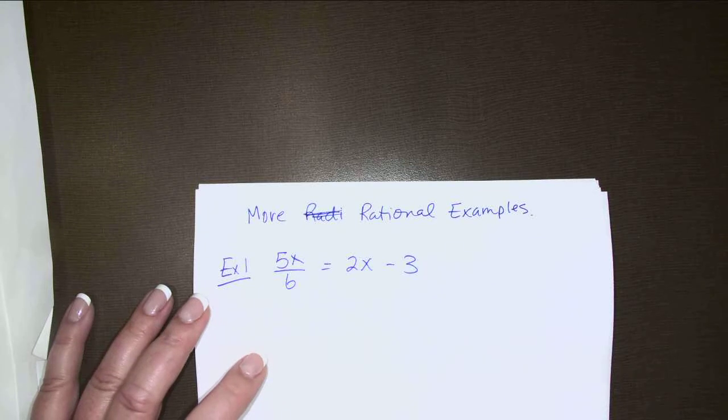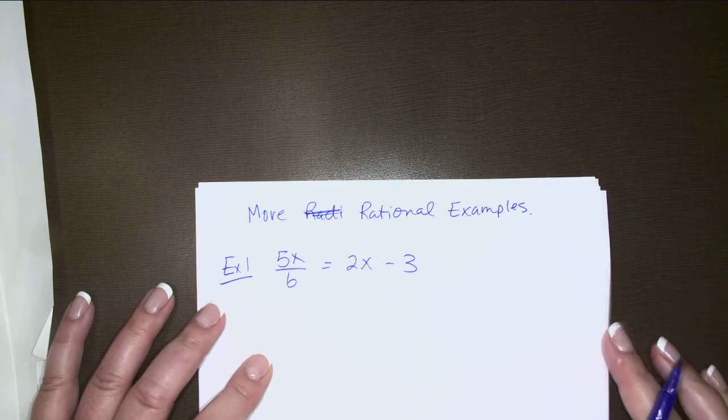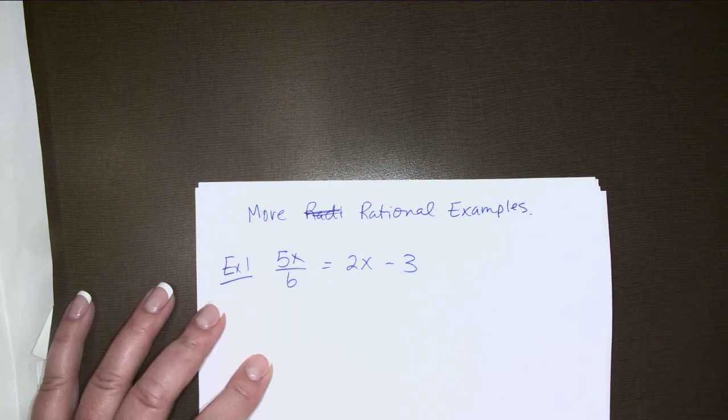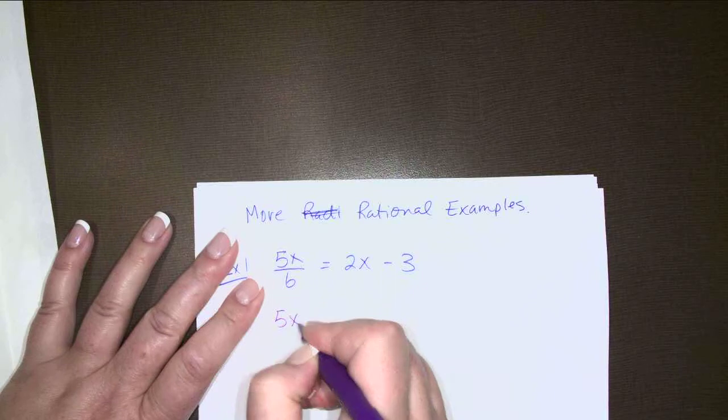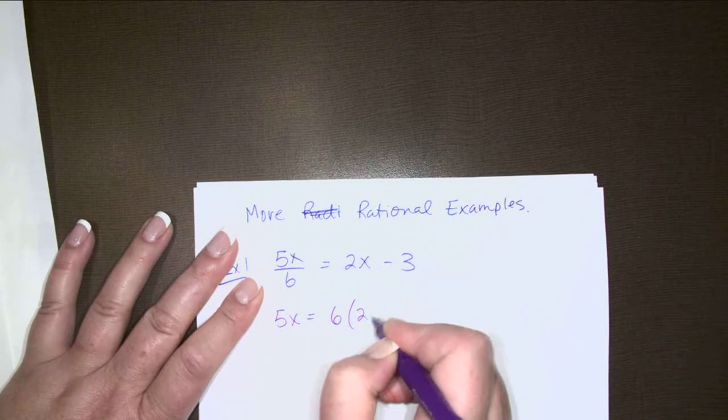So my question is, do we need a common denominator here because there's one fraction in it? No. If the only fraction that's in it is isolated, which means by itself on one side, we can cross multiply. So how do we cross multiply? Multiply the 6 by the other side, but the whole thing. So we'll have 5x is equal to 6 times 2x minus 3. And then we solve.